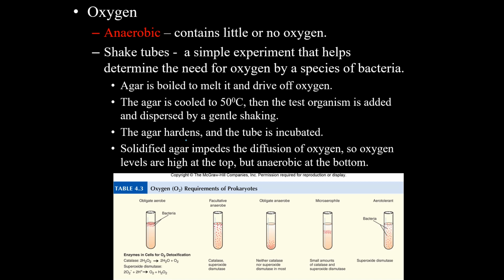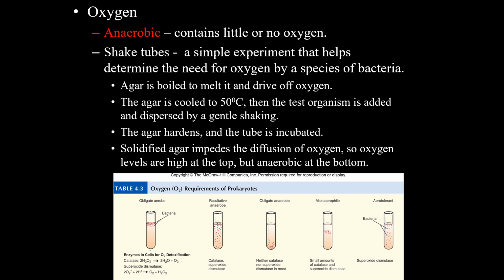And so this is where that picture at the bottom is going to come in. A shake tube can help you figure out which of those oxygen requirements a species actually has. So what you would do is heat up some agar and a broth and have it be liquid, and then let it cool off just a little bit, enough that you can inoculate it with bacteria, but not so cool that it starts to solidify.